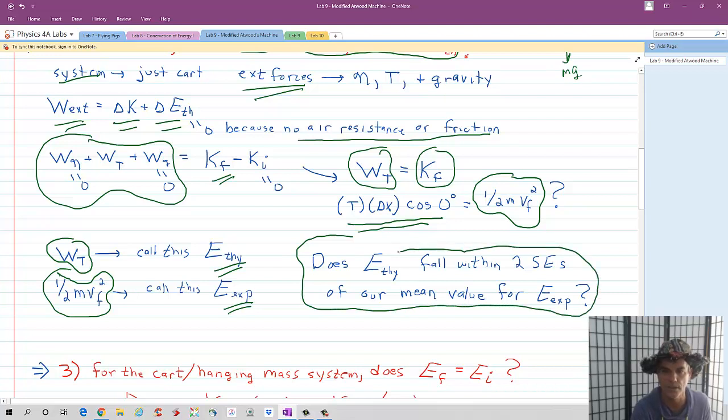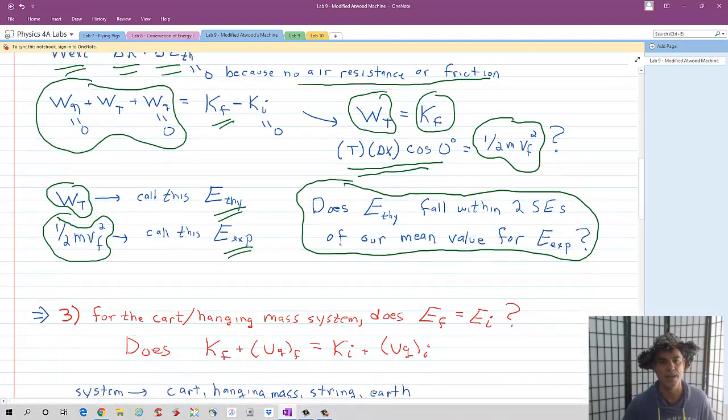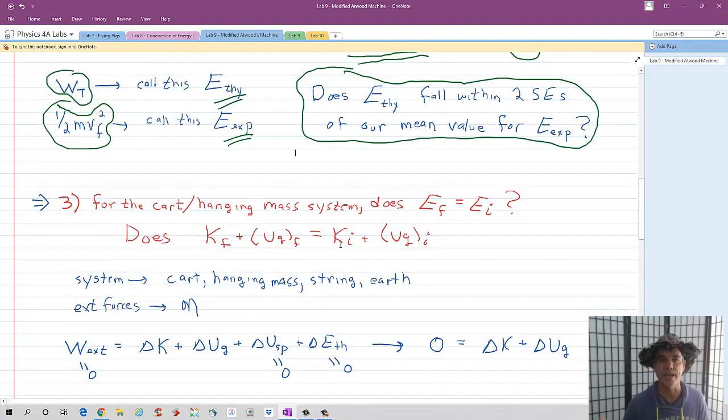And again, our test for consistency is, does our theoretical value that we're testing fall within 2 standard errors of our mean value? So you're going to have 10 different kinetic energies. You're going to get an average, a standard deviation, and a standard error, and see whether our theoretical energy, which is the work done by tension, falls within 2 standard errors of our mean value.